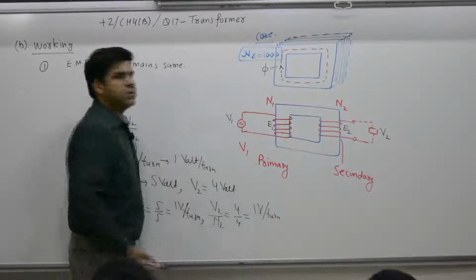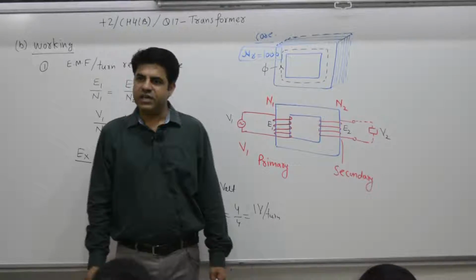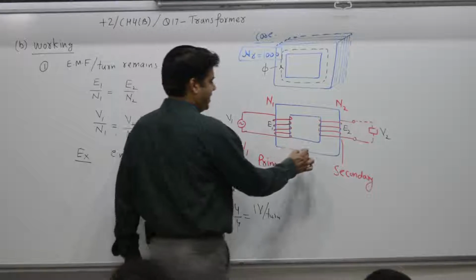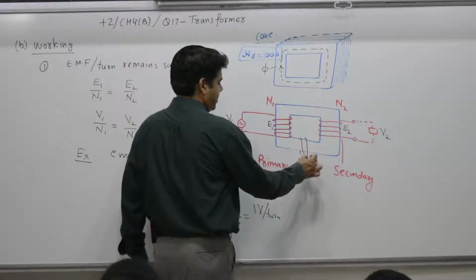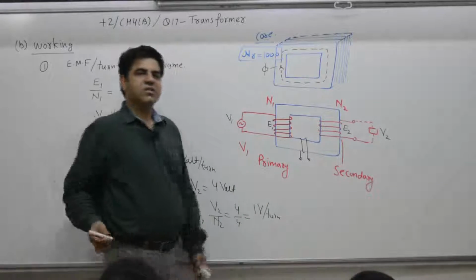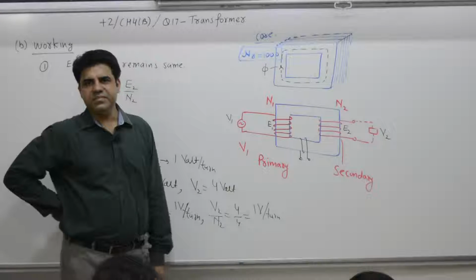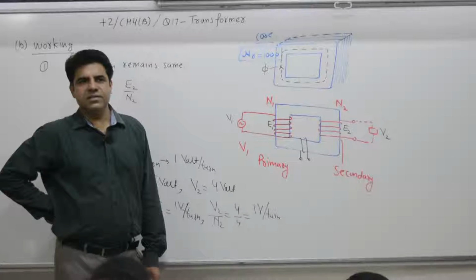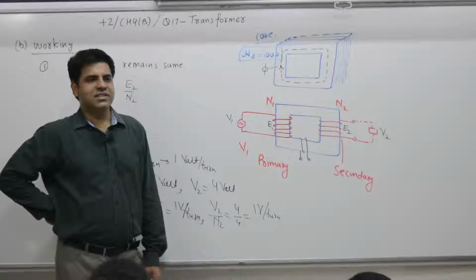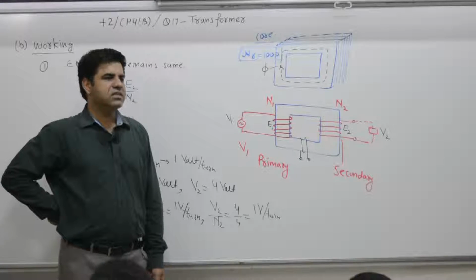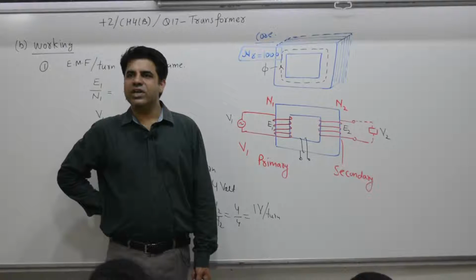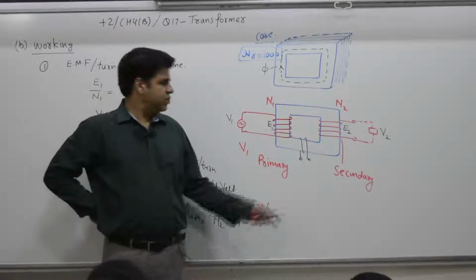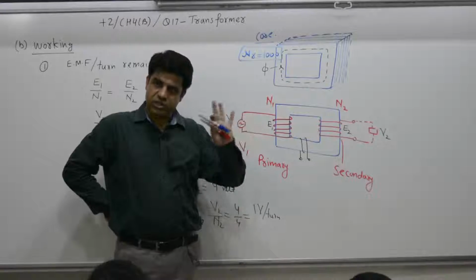So the working principle is this. One of the competition questions, rarest of the rare, but it was there: that there is another winding here, a tertiary winding, with 2 turns. What is the voltage across that? 2 volt. Working principle remains the same. Voltage per turn remains the same.